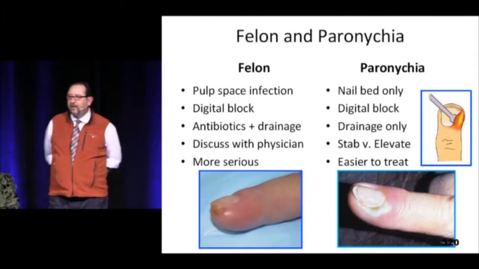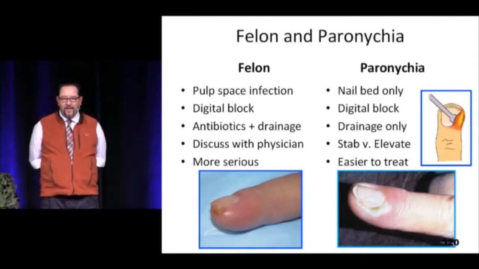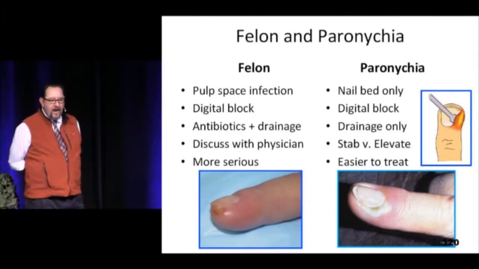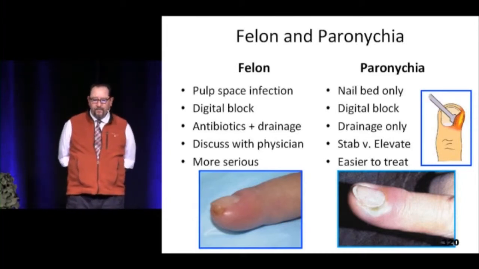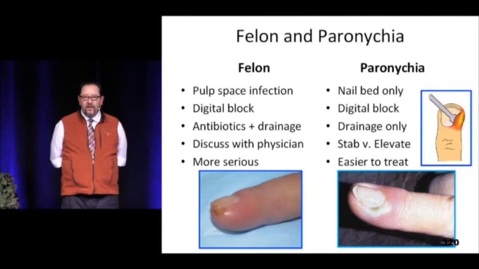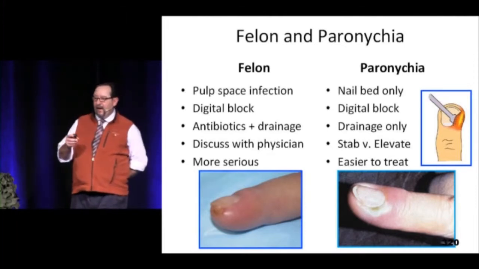All right, paronychia is the superficial infection at a nail bed that just needs drained easily and doesn't need antibiotics. Drainage alone is adequate, and that's the picture on the right. And then the felon is the true pulp space infection, which is sort of the picture on the left. Those need to be drained through and through. They're more serious, and they do need antibiotics.